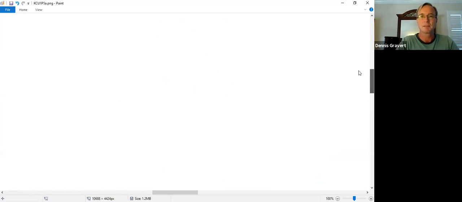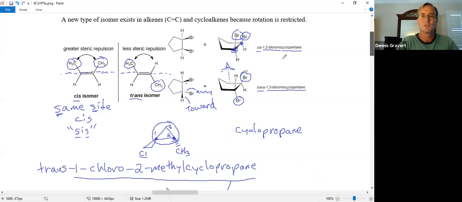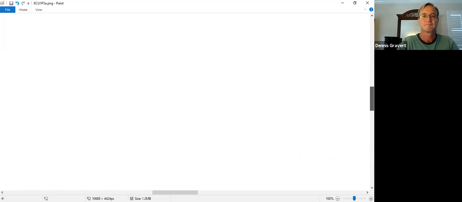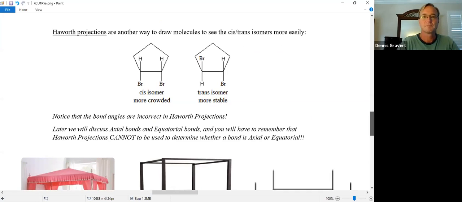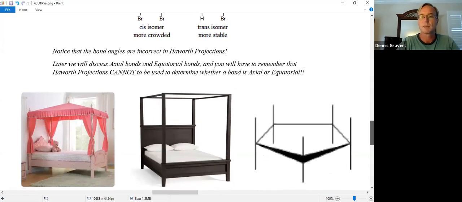There is a name for this edge view type of drawing. So we have the normal skeletal drawing where you're overhead. There's this other type of drawing where you're on the side of the molecule. That's called a Haworth drawing or Haworth projection. And sometimes, if it's a cyclopentane, you can just draw it normally like that. Or you can draw it from the edge like this.